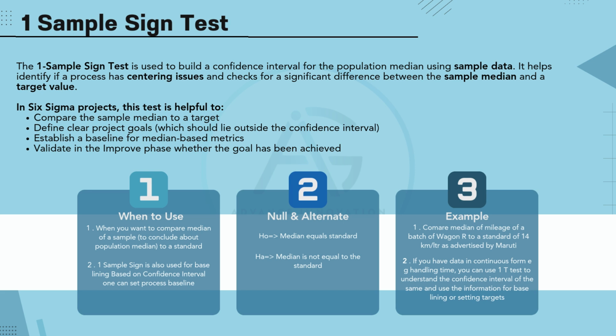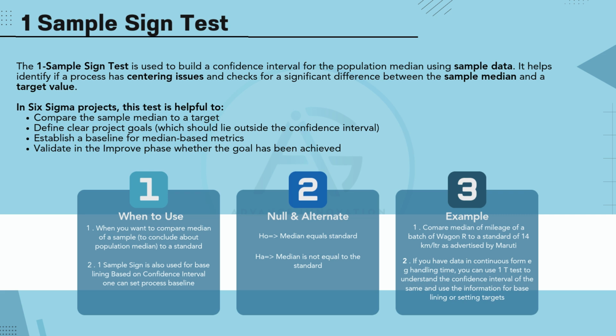When to use, there are two key situations. 1. When comparing a sample median to a fixed standard to make a conclusion about the population median. 2. For baseline setting, you can use the confidence interval from the one-sample sign test to define baseline metrics. Null and alternate hypotheses. H0. The population median equals the standard. H1. The population median is different from the standard. Examples. 1.